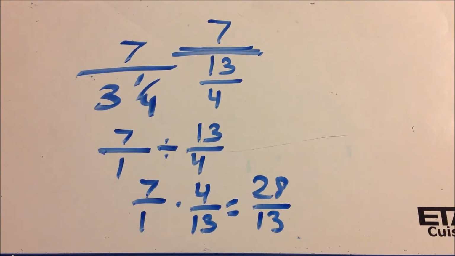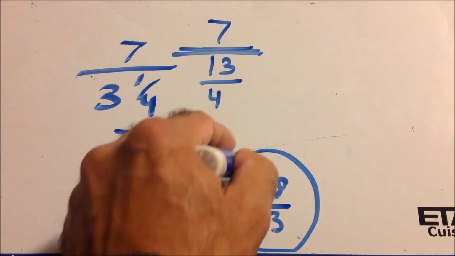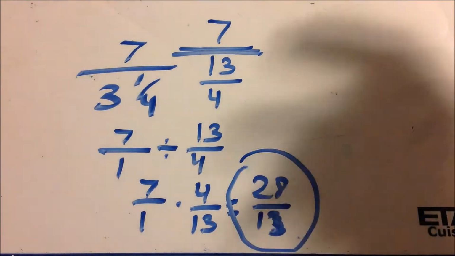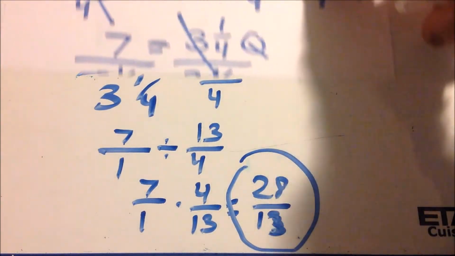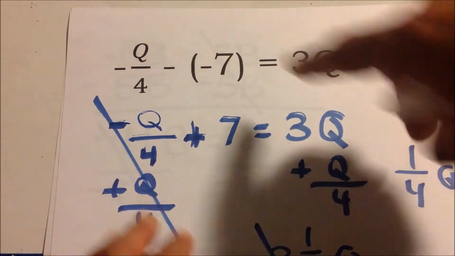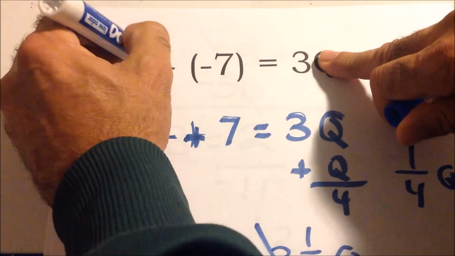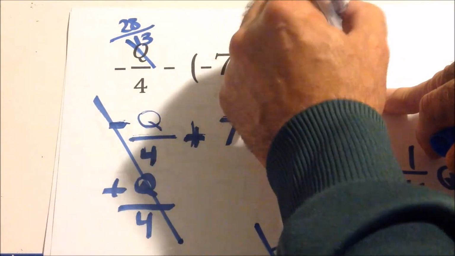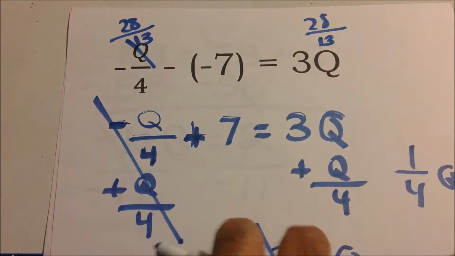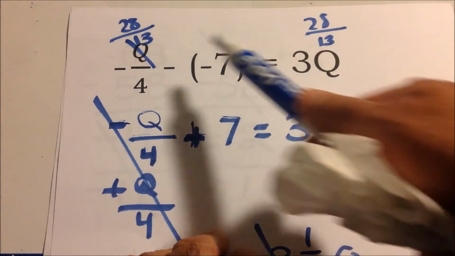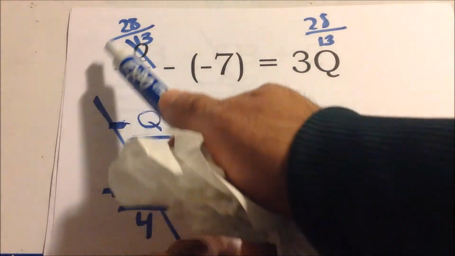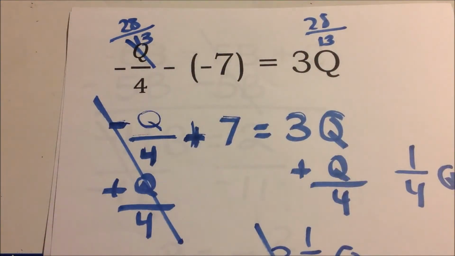Now let's see if it makes sense. And you can simplify this also. But let's just use the 28 over 13 first. A lot of students like impropers when they're dealing with linear equations. But you could do whatever you want. So let's use 28 over 13. We'll go back to the original problem. Now Q, instead of being Q now, it's 28 over 13. So we're saying 3 times 28 over 13. And here we're saying 28 over 13 divided by 4, and it's negative. So let's solve that.